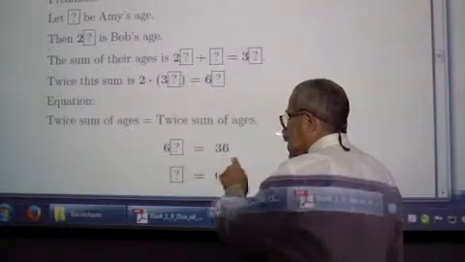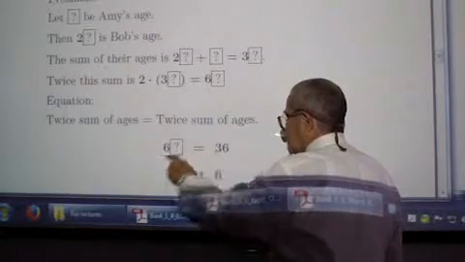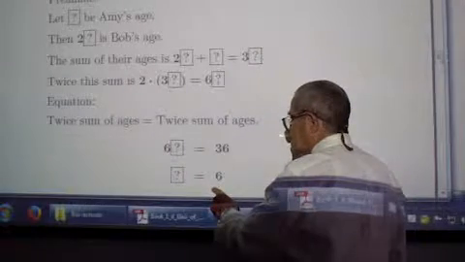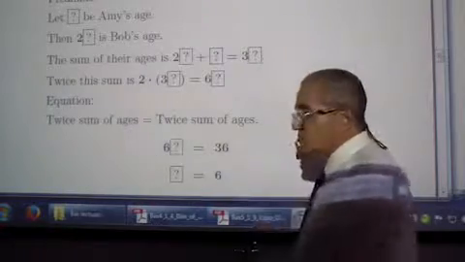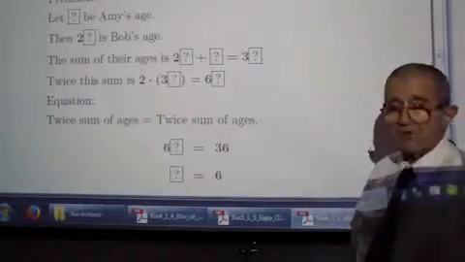So this is 6 times too large. If I divide both sides by 6, I get 6. And 6 times 6 is 36. And then I should write the answers in a separate statement.